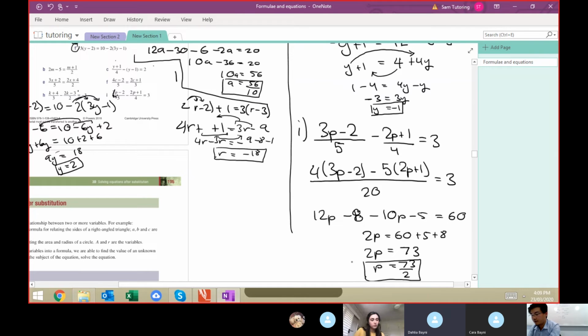36.5. Or it's 73 over 2. If you were to take that value of 36.5 and put it into every single value of p, into your calculator, you'll get the value of 3 out, just in case it was an exam style question, okay? That's how you check if you're right or wrong. I'm happy with that.